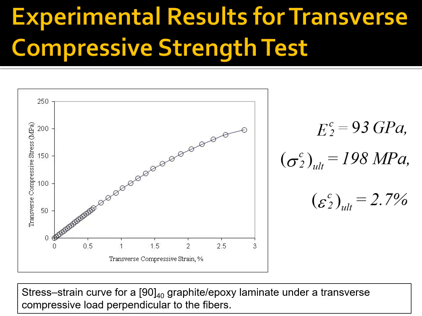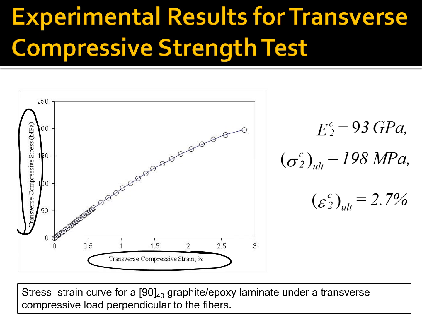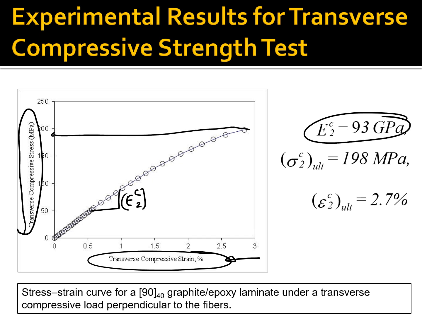These are some of the test results which you're seeing here. We are plotting the transverse compressive stress as a function of transverse compressive strain. So all you're doing is putting a strain gauge perpendicular to the fibers and being able to calculate that. Now you can take the initial slope of this one, which will give you the transverse Young's modulus in compression. So that's given as 9.3 gigapascals. You will find, this is the maximum stress which it can take, that's 198 megapascals, and this is the maximum normal strain which can take place in compression in direction 2, and that's 2.7%.